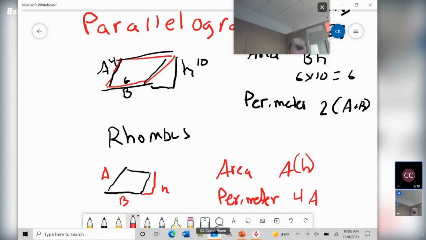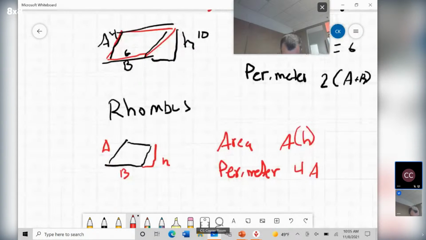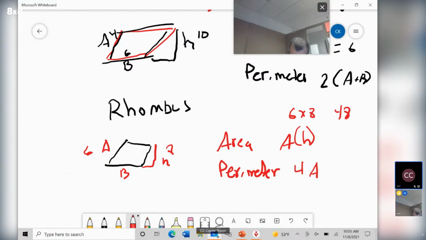Okay. So in this case, let's say A is, we'll say 6, and the height is going to be 8. So for the area, it would just be the 6 times the 8 would be 48. And then for the perimeter, all 4 sides are equal. So it's going to be 6 times 4. Since there's 4 sides, that would be 24. Okay, I know my drawings leave a little bit to be desired, so I apologize.